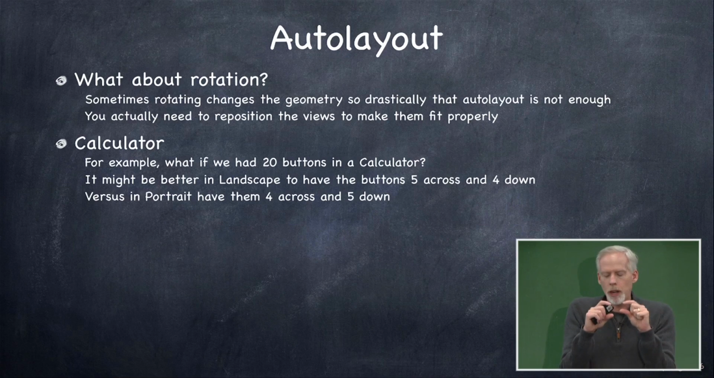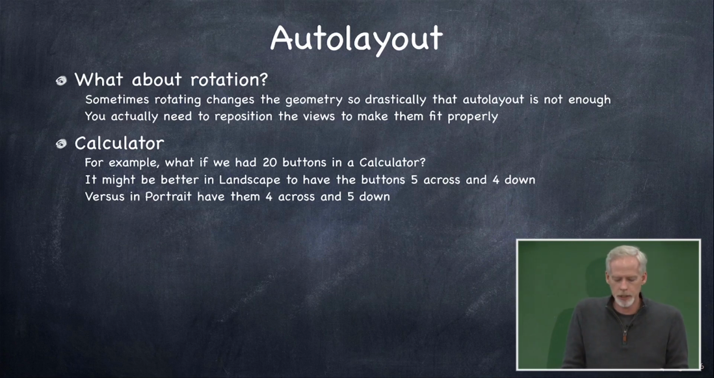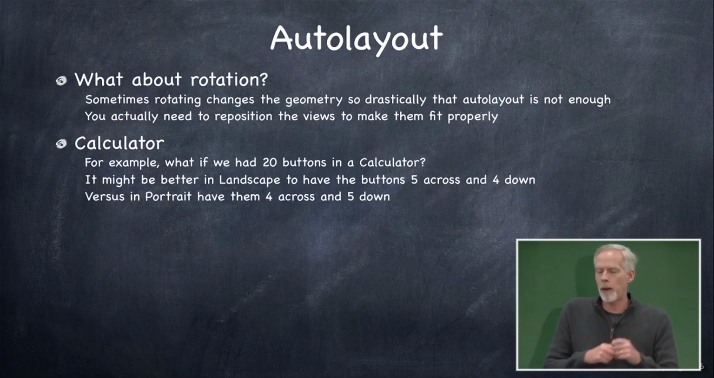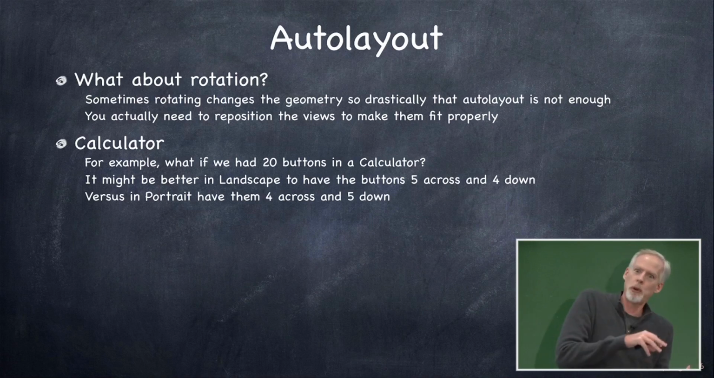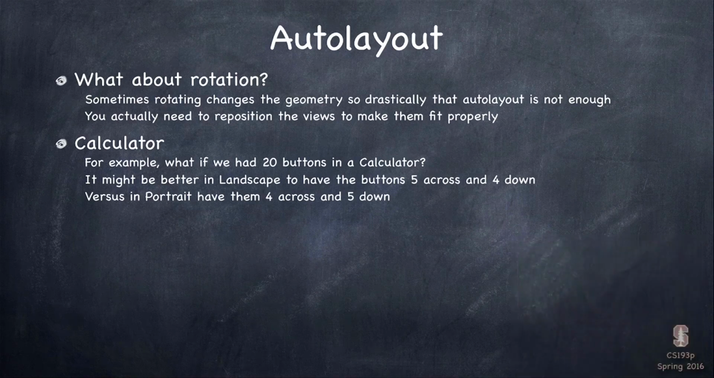And really it would have been a lot better if we had gone 5 across and 4 down, because we have more space across than we do down in landscape. Well, there's no way to do that with auto layout. There's no way to put relationships between them so that they would just somehow flip over, with some of the buttons going from being along the top, for example, to being along the left. So you can't do it that way. So what would you do if you wanted to build a calculator that repositioned the buttons when you flipped it over? Because it's not just the calculator that might want to do this.